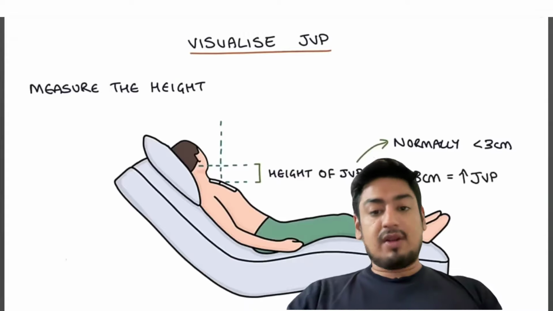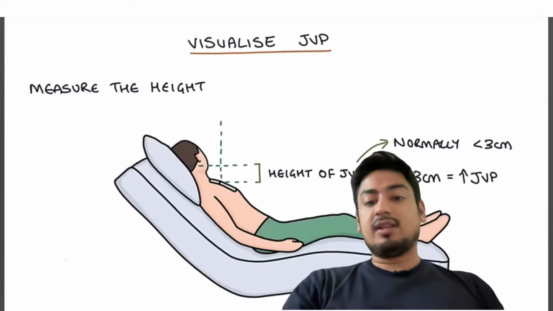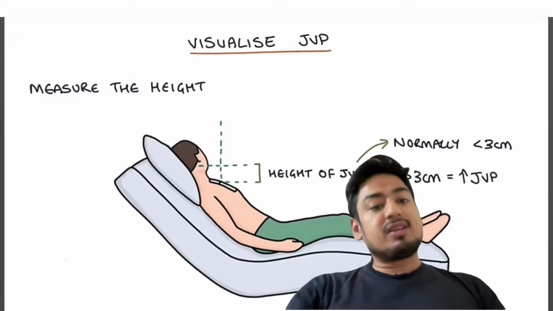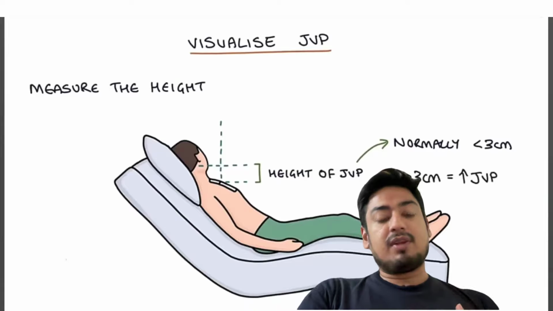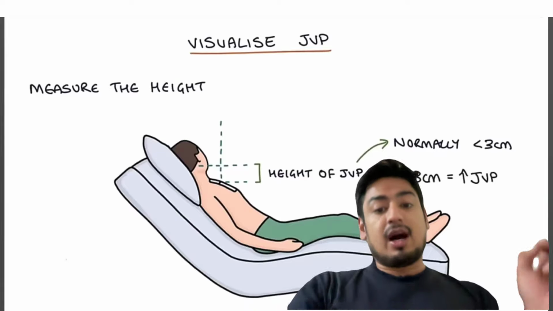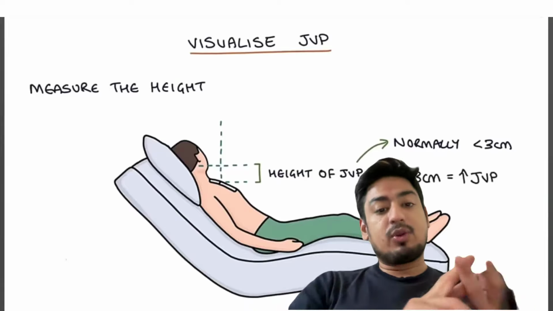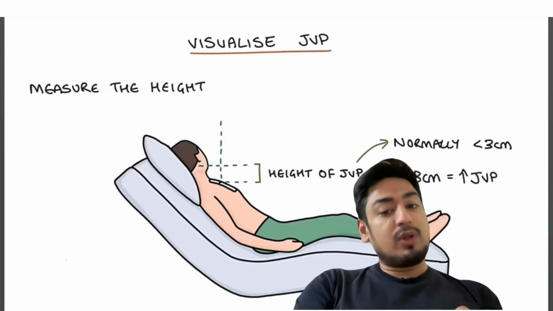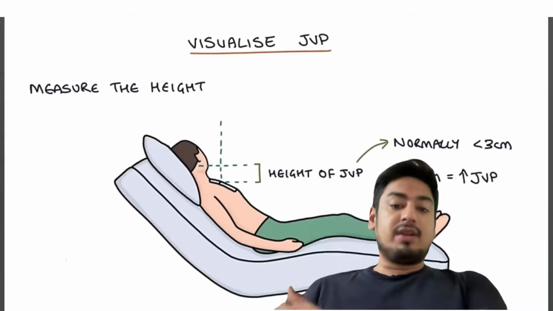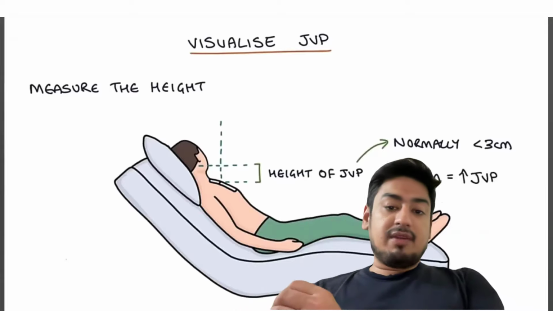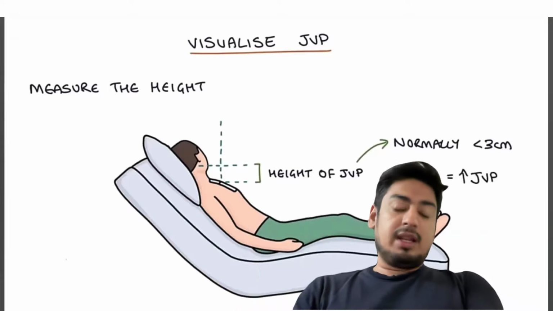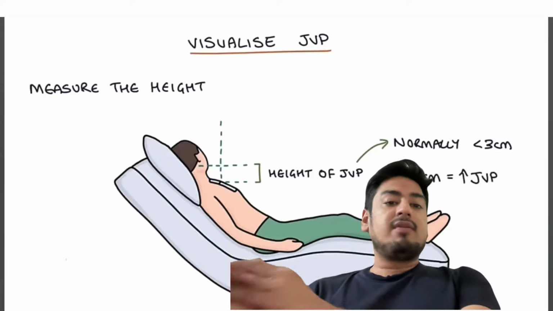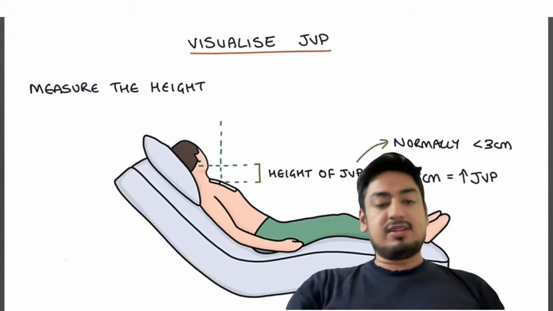Or if you will add 5 in it, so if it is more than 8, then the JVP would be elevated. So summarizing what I have discussed till now, you have to make the patient lie at 45-degree. You have to see the highest point of the JVP. You have to take two scales and then measure the perpendicular height at the angle of Louis. And then you have to add 5 in it. So after adding 5, if the total height is more than 8, then it is a raised JVP. And before adding 5, if it is more than 3, then it is a raised JVP.